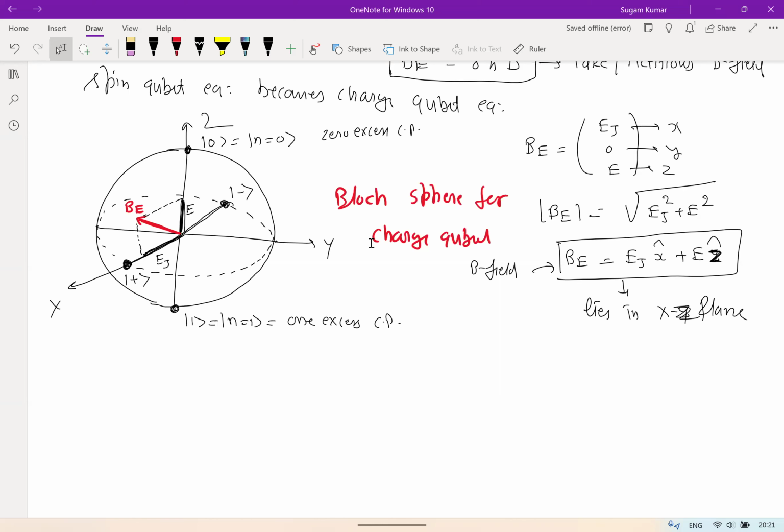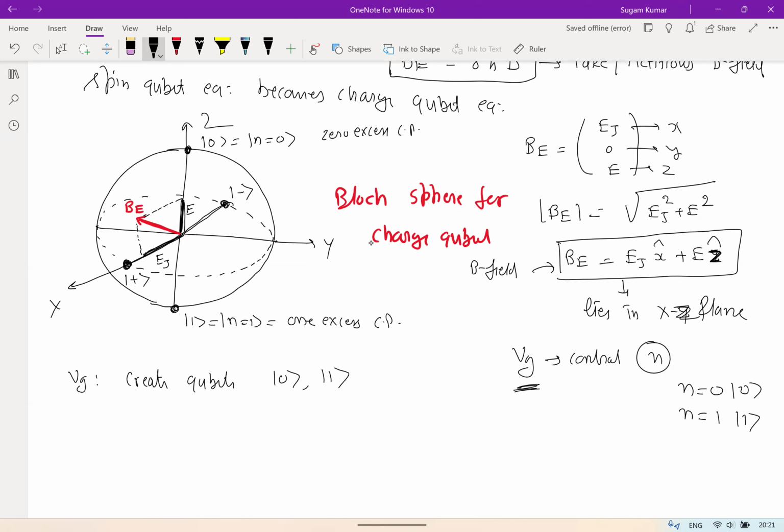So the rest is simple. You can construct your qubits. V_G is going to control n. By changing V_G, you can make n equal to 0. By changing V_G, you can make n equal to 1. Meaning you can create a state called 0, and you can create a state called 1. So you can see this V_G helps create qubit states like 0 and 1.